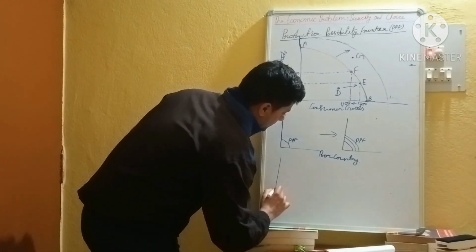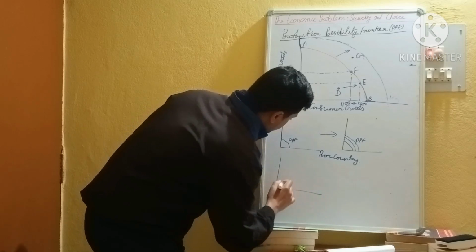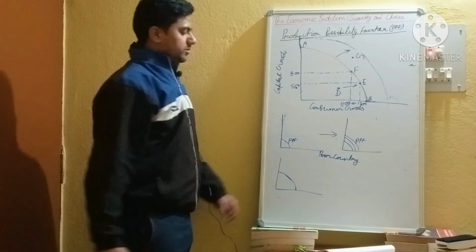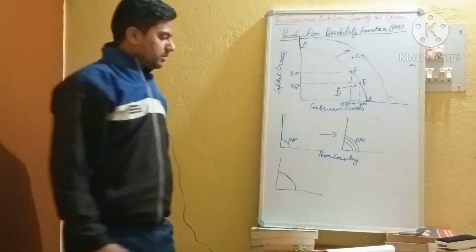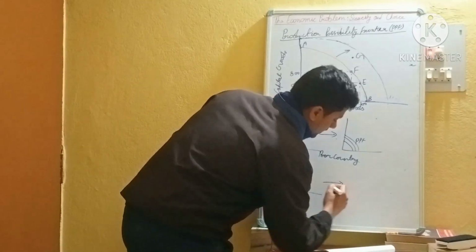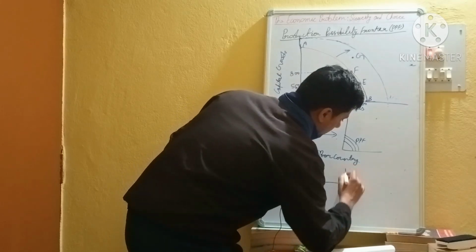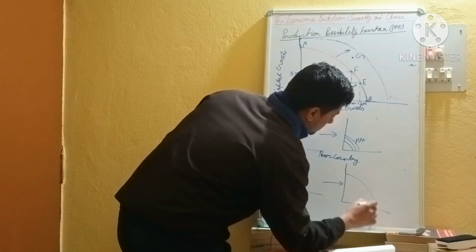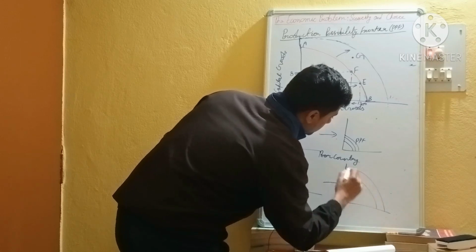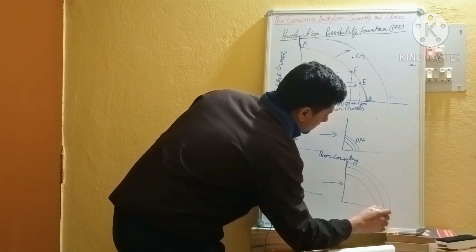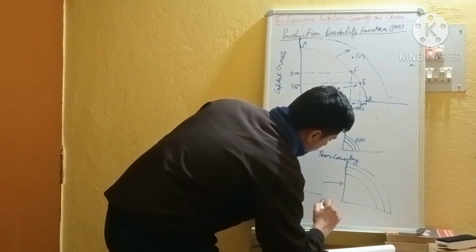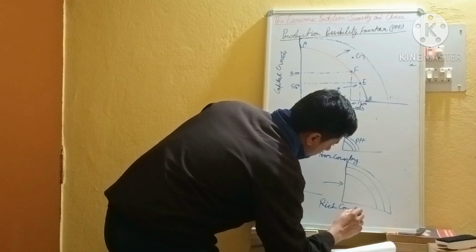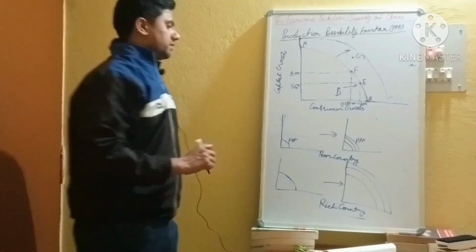And in the case of the rich country, in the beginning this production possibility frontier is already much further upward, and whenever there is economic growth, then in that case it happens like this. So this is about the rich country.